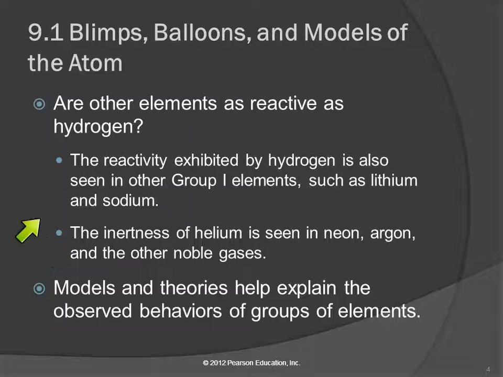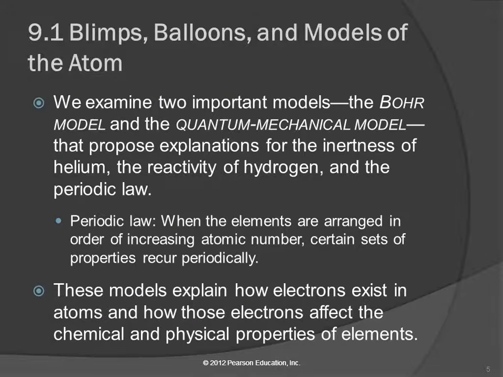And so we see this common behavior among elements that are in the same group, the same column in the periodic table. And the models and theories we're going to talk about in terms of models of the atoms are going to help us to explain why that is. So we're going to look at two important models. The Bohr model, which came first, and then the quantum mechanical model.